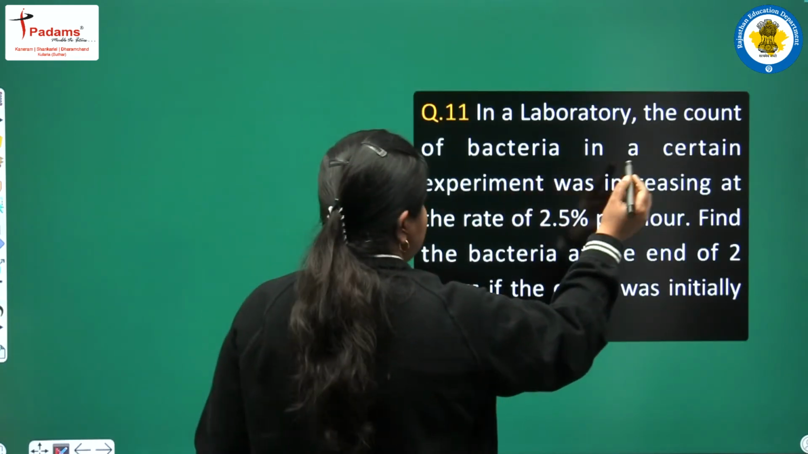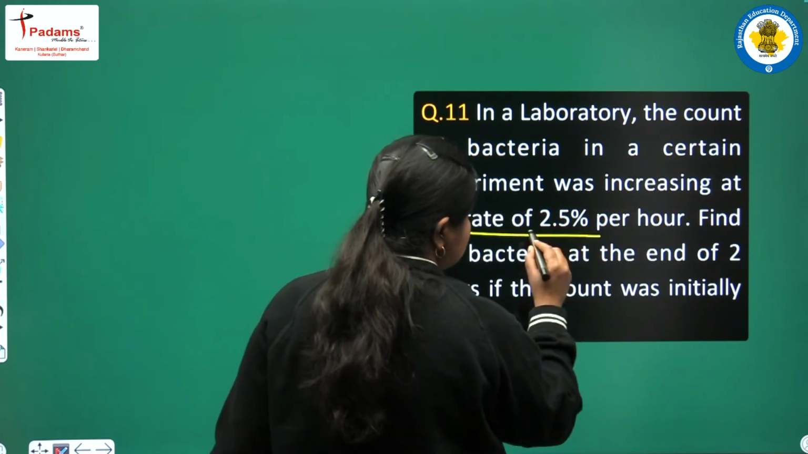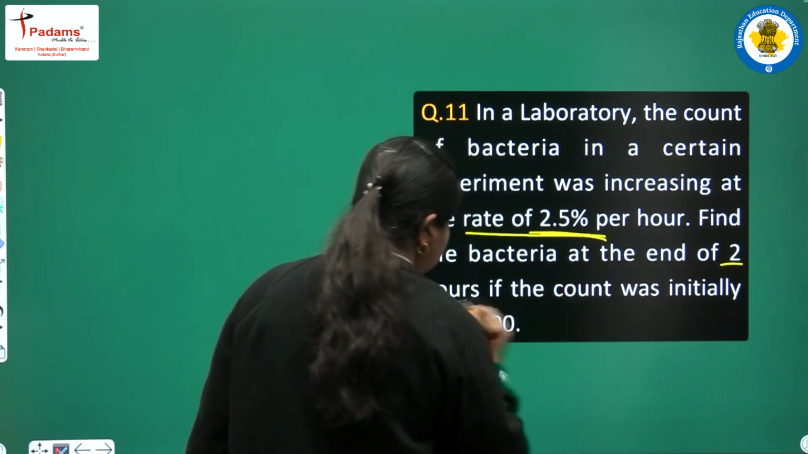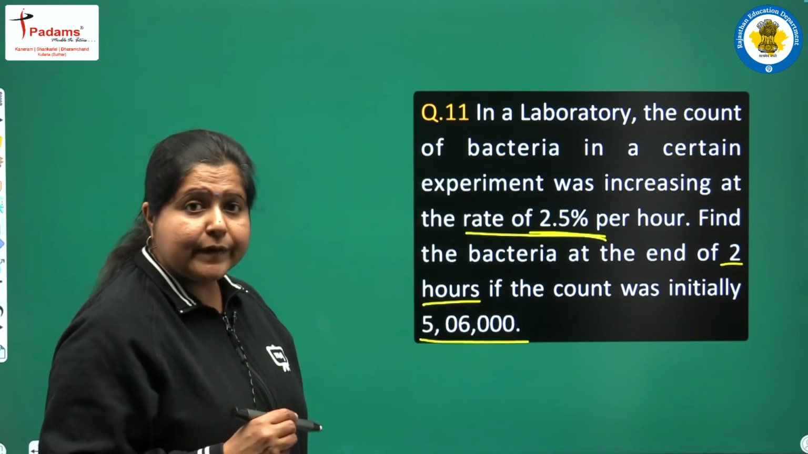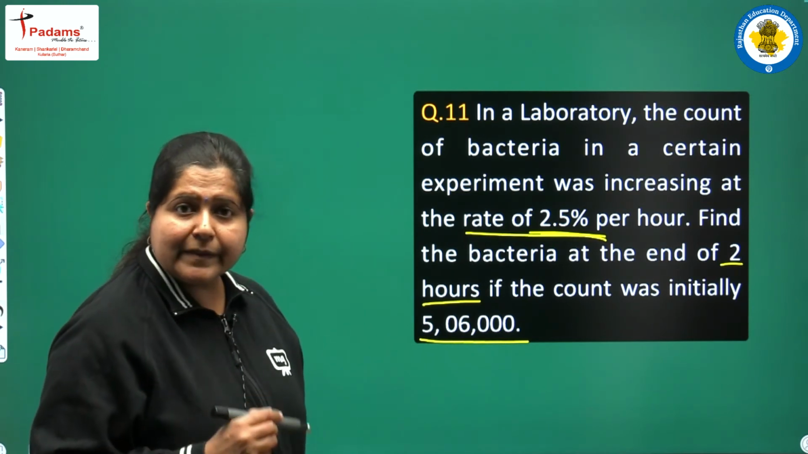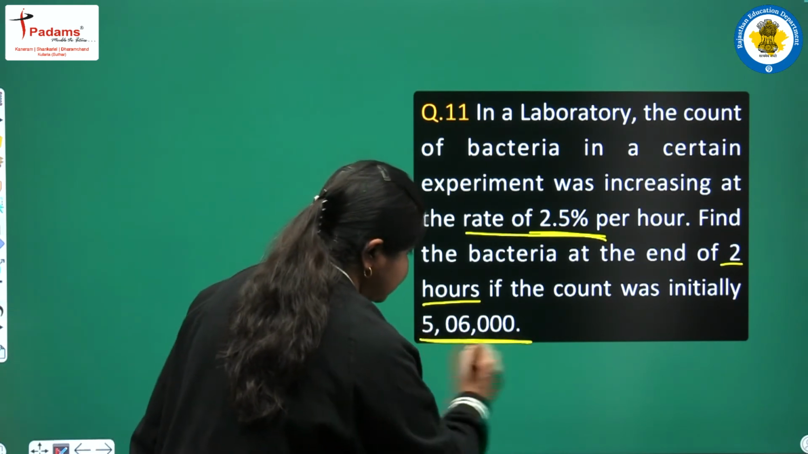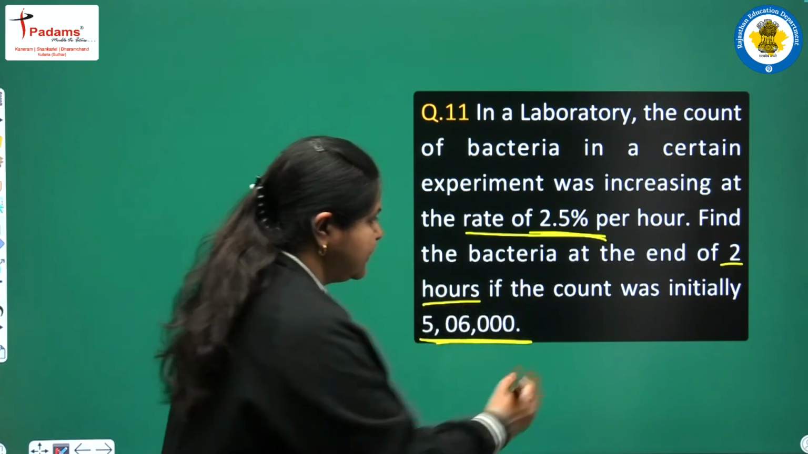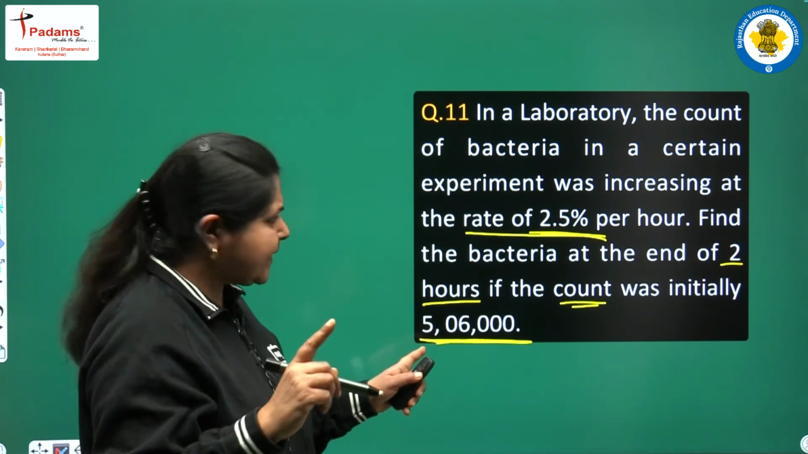In a laboratory, the count of bacteria in a certain experiment was increasing at the rate of 2.5% per hour. Find the bacteria at the end of 2 hours if the count was initially 5,06,000. So what do we see here? This is the case of growth of bacteria, and in such questions also we will be applying the formula for compound interest. और कैसे देखिए आप, 5,06,000 ये है स्टार्टिंग वैल्यू ऑफ द बैक्टीरिया, स्टार्टिंग काउंट, और इसको हम प्रिंसिपल की जगह लेंगे उस फॉर्मूले में. वी विल बी राइटिंग इट जस्ट नाउ.